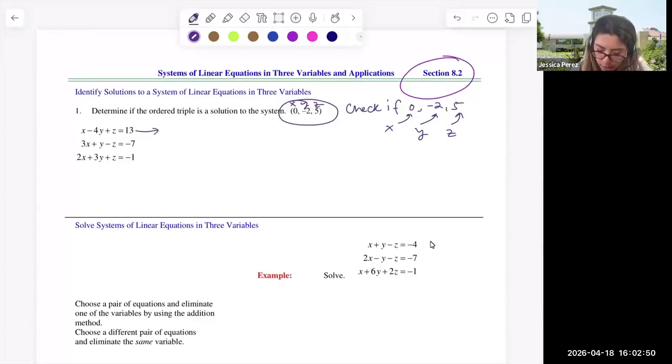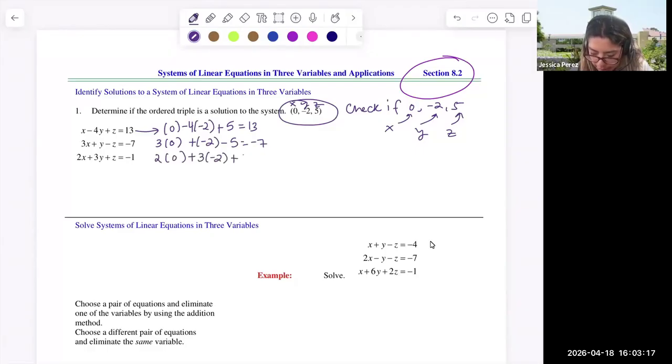So for the first one, we have 0 minus 4 times -2 plus 5. Does that give you 13? And then 3 times 0 minus a -2, plus a -2 minus 5. Does that give me -7? And then the last one, it's 2 times 0 plus 3 times a -2 plus a 5. Does that give you -1?